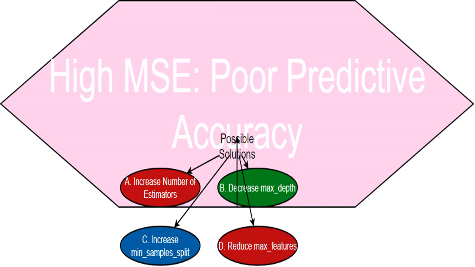A high mean squared error, MSE, means my model's predictions are far from the actual house prices. It's not doing a good job of predicting the data, and I need to fix that. Think of it like this. A high MSE is like a really bad dart throw, way off the bullseye.